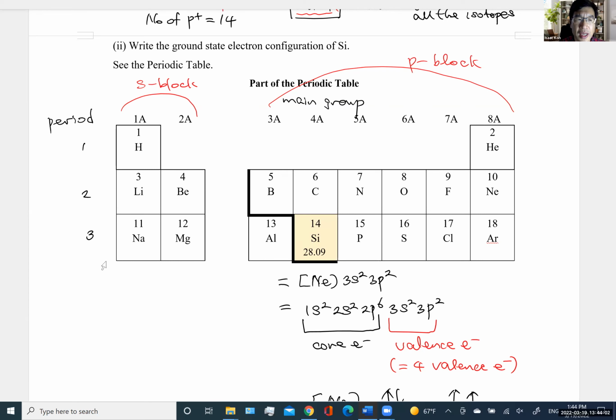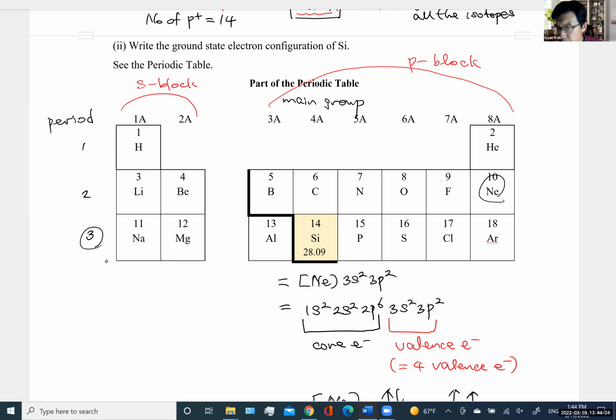And the rows, top row, second and third, we call periods: period 1, period 2, period 3. So silicon belongs to period 3 and group 4A. Now let's look at its electron configuration. The closest noble gas is neon. So silicon has a neon core and 3s.